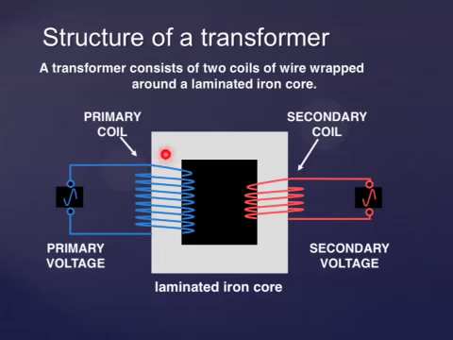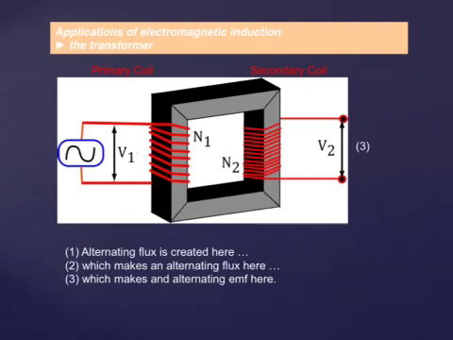Here is another diagram of a transformer. Notice this word laminated means thin sheets glued together. And this is the alternating input voltage. That's the alternating output voltage. In this diagram, V1 is the primary voltage, V2 is the secondary voltage, N1 is the number of turns of the primary coil, N2 is the number of turns of the secondary coil.